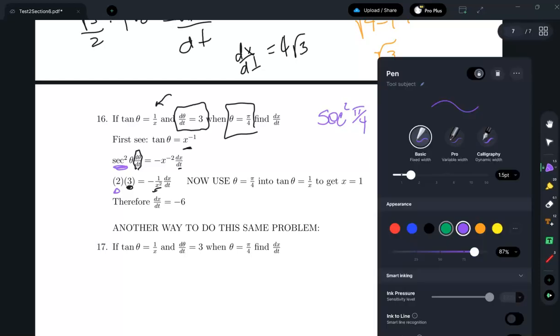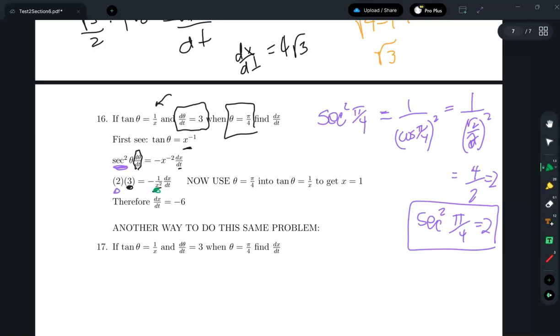Now I'm thinking, how am I going to find out what x is? So this is where you take your when information and put it into your original equation. We're doing this a lot, right? So if I put pi over 4 in there, tangent of pi over 4 is 1, right? 1 equals 1 over x. Well, there it is. x is 1. So then you can just plug in x is 1.